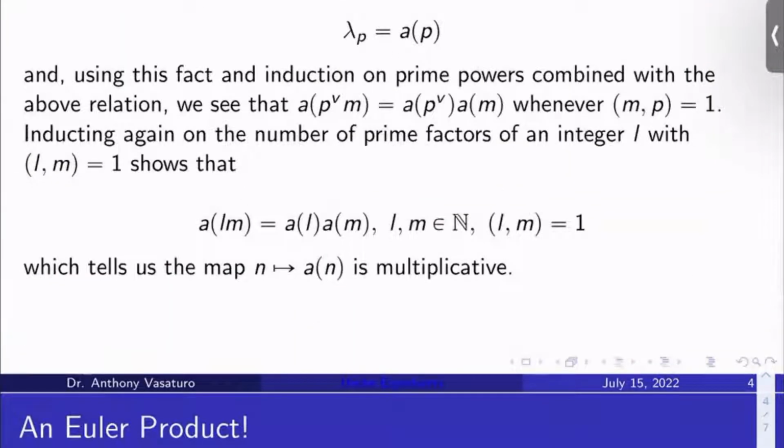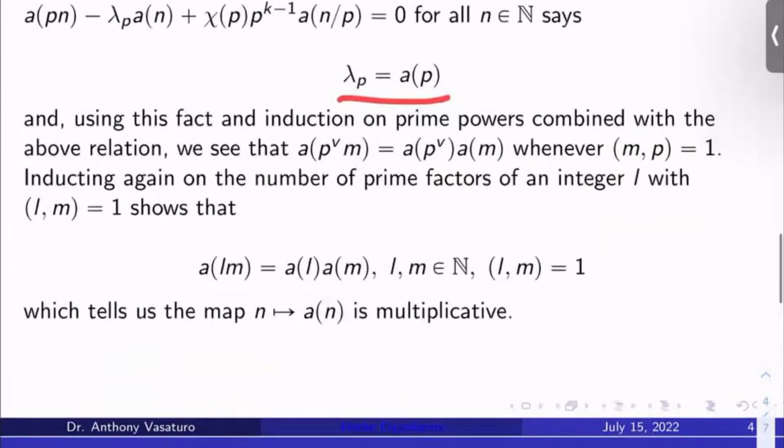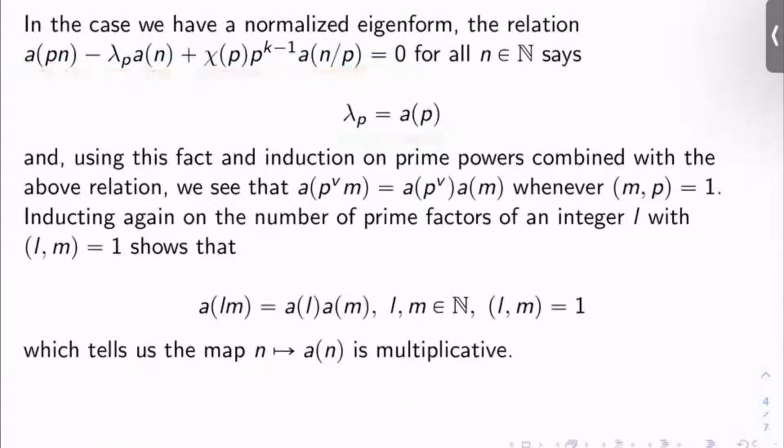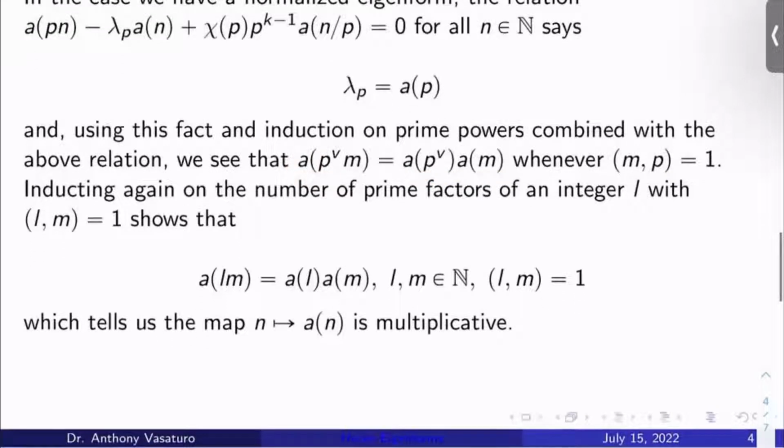So if you use this fact and induction on prime powers combined with the above relation, this is an exercise you should try, you see that a(p^v m) equals a(p^v) a(m), as long as m and p are coprime. So in other words, as long as m and p are coprime, the coefficient function is multiplicative on m and p. If you induct again on the number of prime factors of an integer L, such that the GCD of L and M is 1, you find that a(LM) is a(L) a(M) for all L and M, as long as the GCD of L and M is 1.